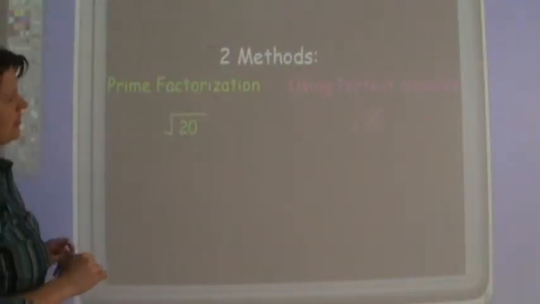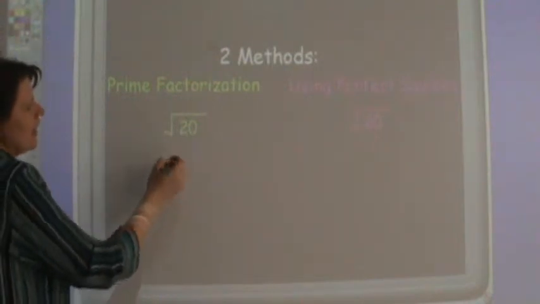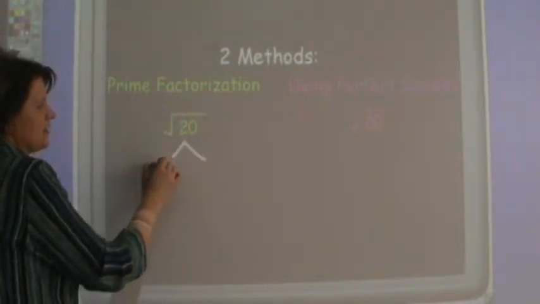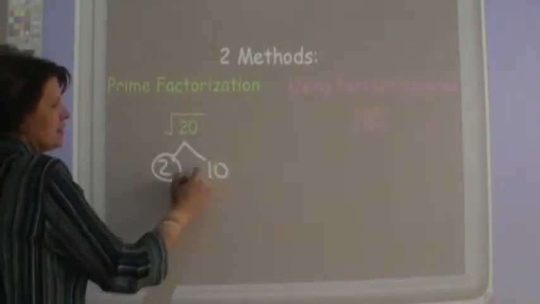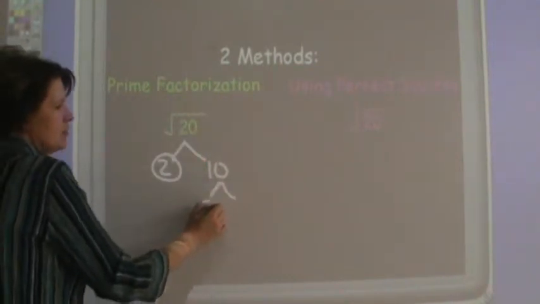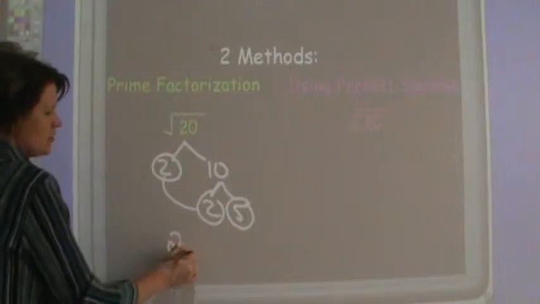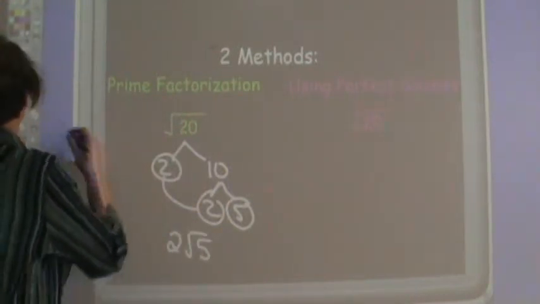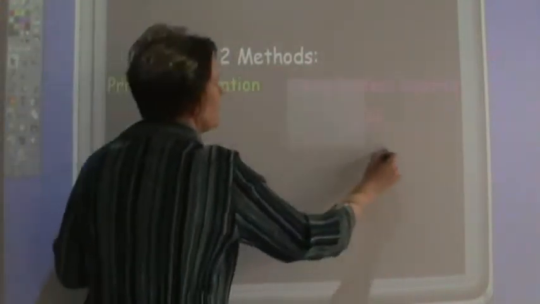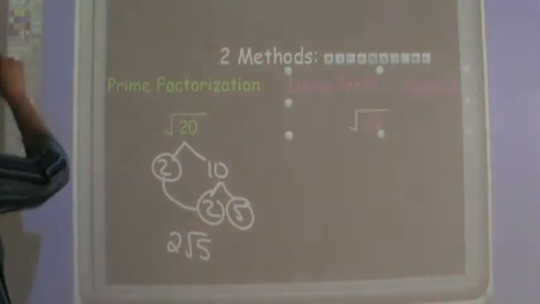Okay, prime factorization. All right, so that's what we were just doing on that last one, where we say, okay, I look for all the prime numbers. Like 2 times 10 is 20, 2 times 5 gets me that. So I have a pair, so it's 2 times the square root of 5. That's kind of hard to see. Hang on. I'll change that to white.